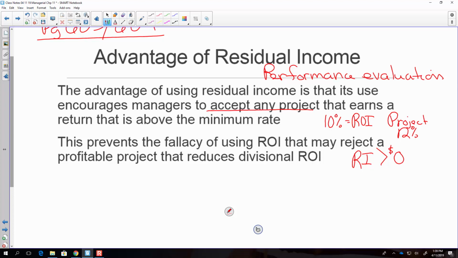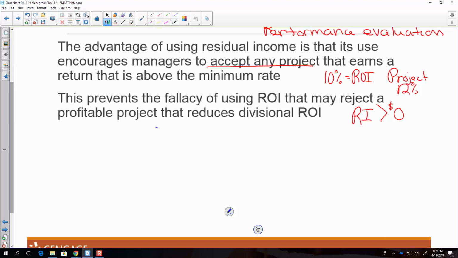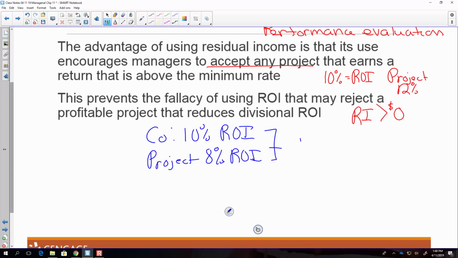If we could reverse order here, we could say if the company's is 10% ROI and this project that we're considering is only going to yield an 8% return on investment, well, that would lead us to then say our residual income would be less than 0, and then obviously we would not do our project, right? That's the main reason we're doing this computation, is to determine what projects we should take on and which ones we should not.